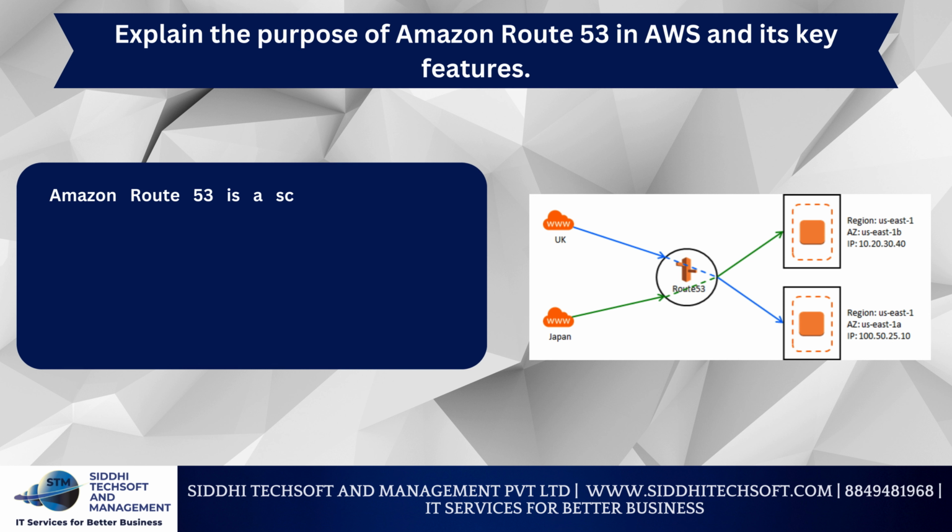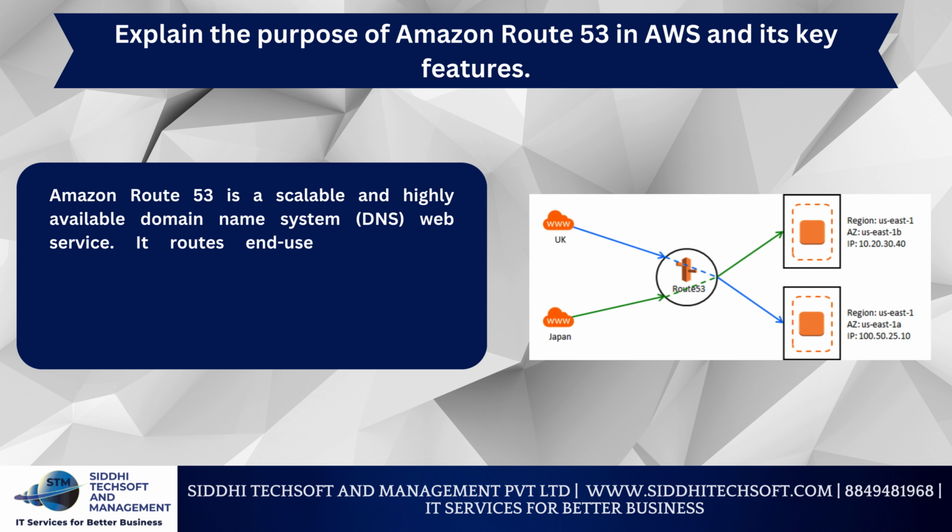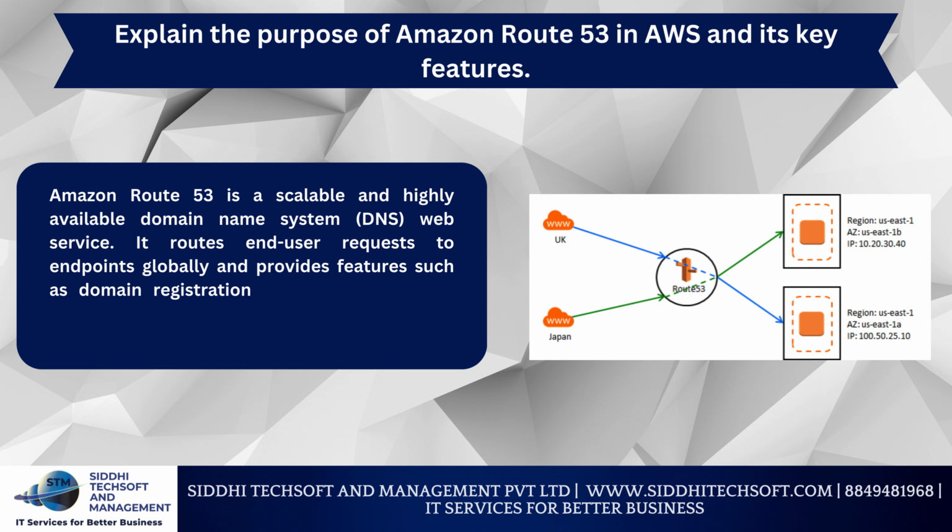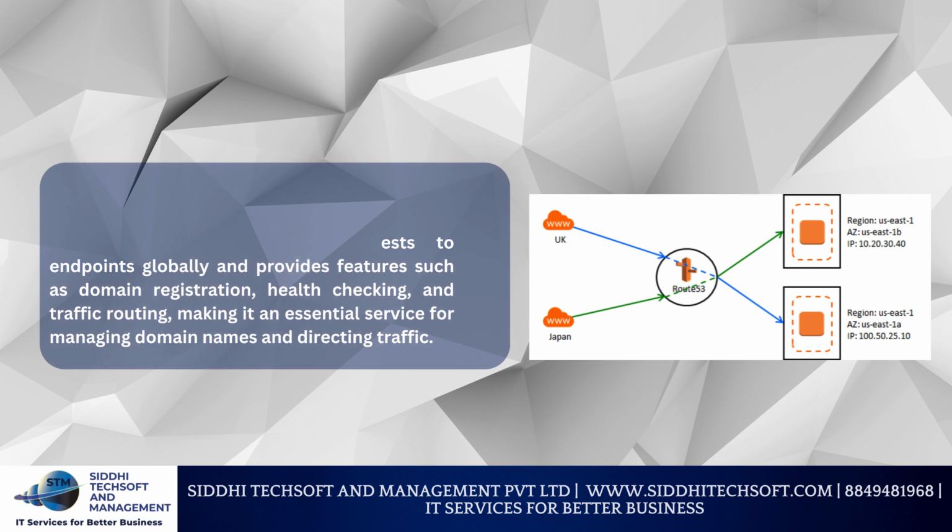Explain the purpose of Amazon Route 53 in AWS and its key features. Amazon Route 53 is a scalable and highly available domain name system web service. It routes end-user requests to endpoints globally and provides features such as domain registration, health checking, and traffic routing, making it an essential service for managing domain names and directing traffic.